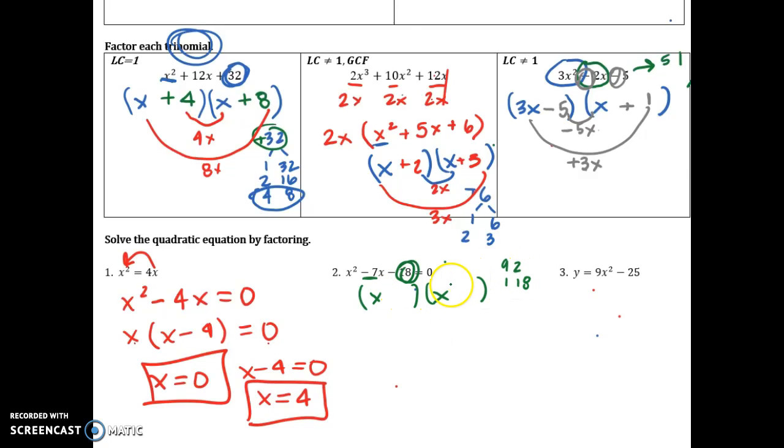Since I want a -18 and a -7, I'm going to say my 9 is going to be negative, and my 2 is going to be positive. So I say x minus 9 equals 0, x plus 2 equals 0. So x is going to equal +9, and x equals -2.